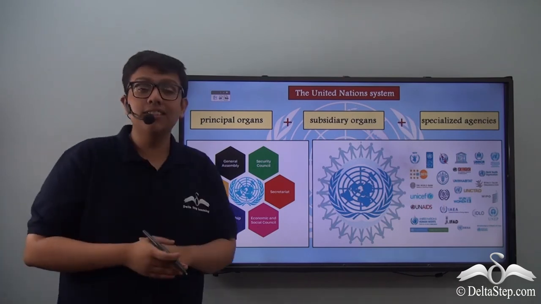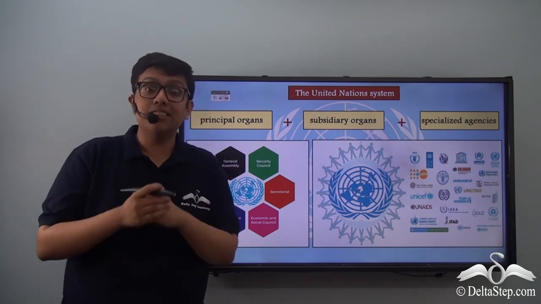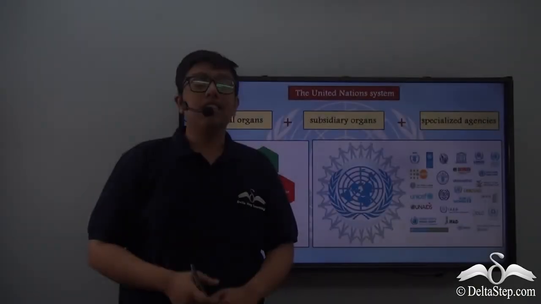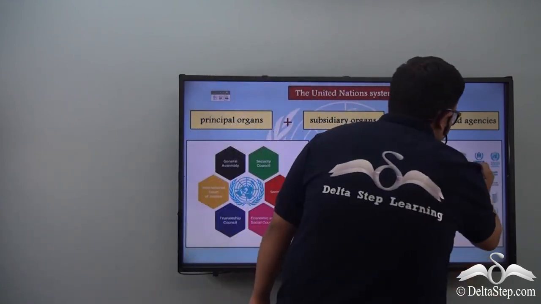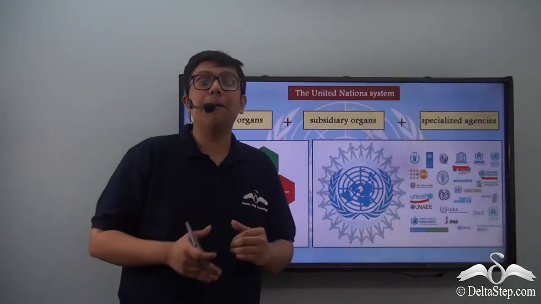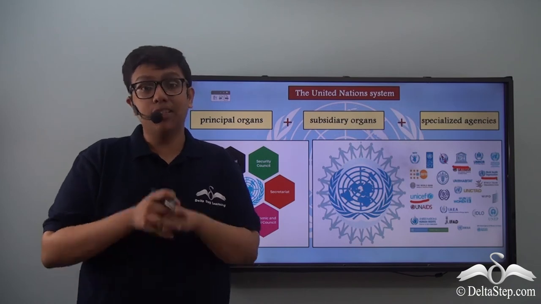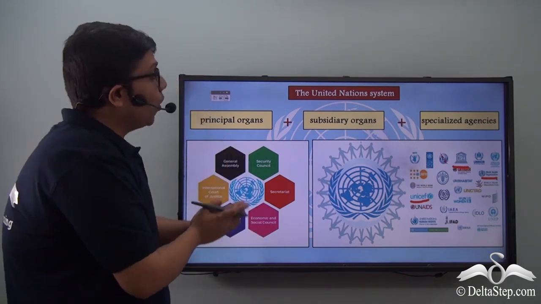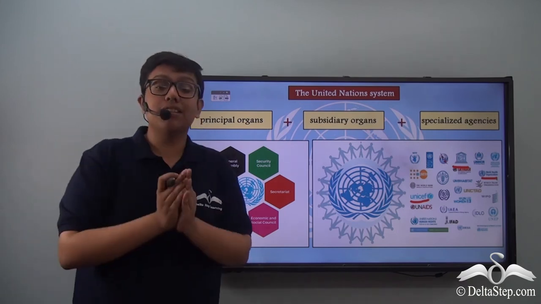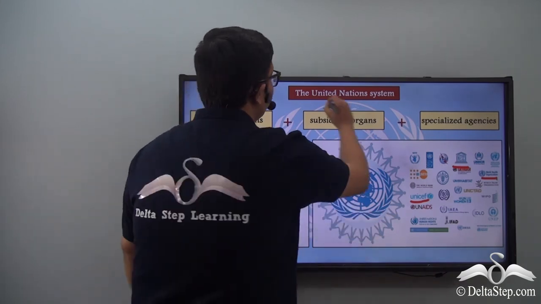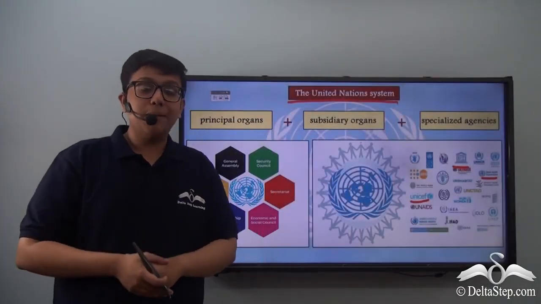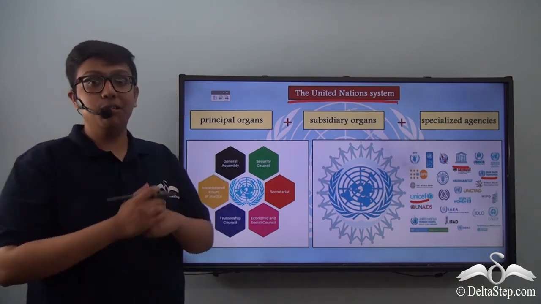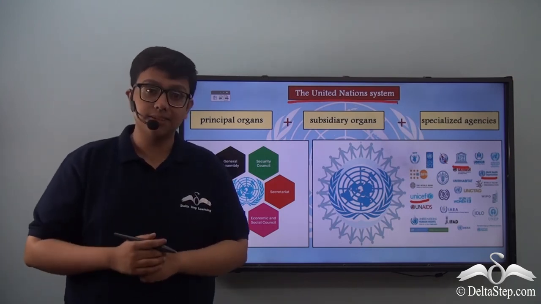Now some of these organs have subsidiary organs of their own, such as ECOSOC and the General Assembly. Apart from that, the UN also has multiple specialized agencies such as UNESCO, UNICEF, and WHO. And these specialized agencies act in an independent manner with specific objectives on their own. The 6 principal organs, along with the various subsidiary organs and the specialized agencies, together make up the United Nations system. Now that we have seen what the UN system is all about, we shall be looking at the 6 principal organs of the UN in detail in the subsequent lessons.